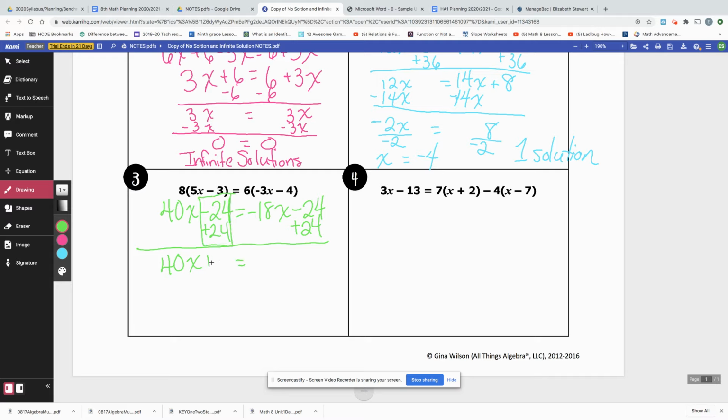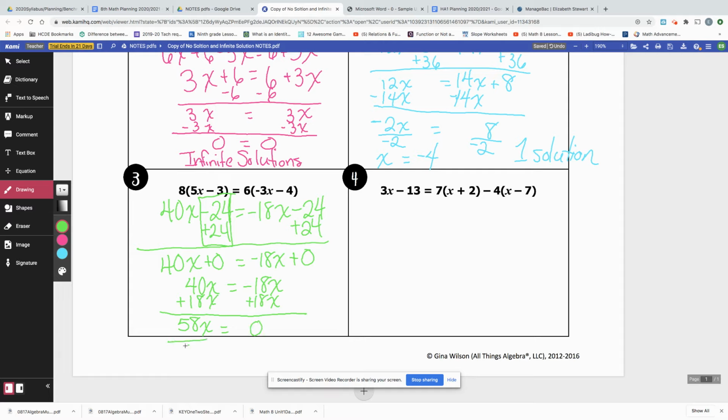Negative 24 plus 24 is 0. Other side of the equation, negative 18x plus 0. So we have 40x equals negative 18x. Still want to get the variable to one side. On the left side, this would simplify to 58x. When I combine those like terms on the right side, that would be 0 times x, or 0.